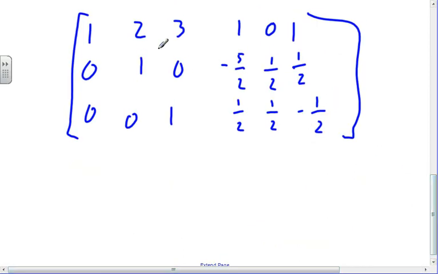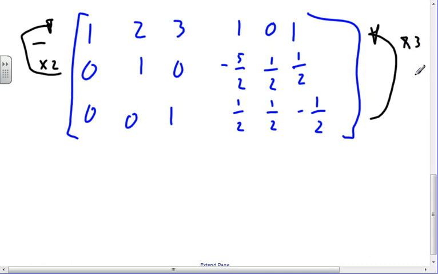So now I want the 2 to be a 0. I want the 3 to be a 0. Okay, so I'm going to take this guy, go times 2 and subtract. I'm going to take this guy and go times 3 and subtract. Am I going to do it at the same time? Probably not. Okay, so I'm going to erase this guy because I'm not going to do him this time. I'm going to do him next time.